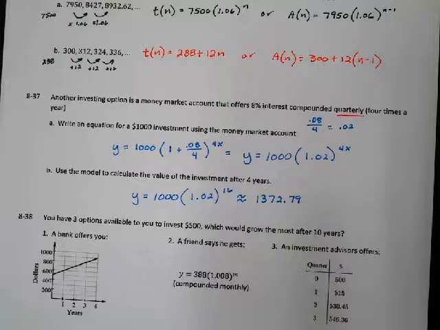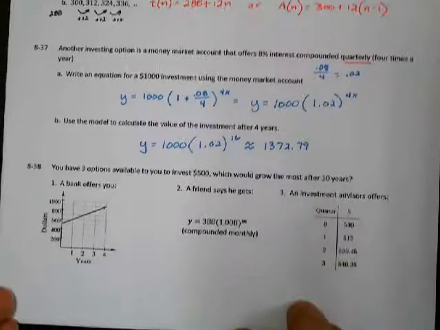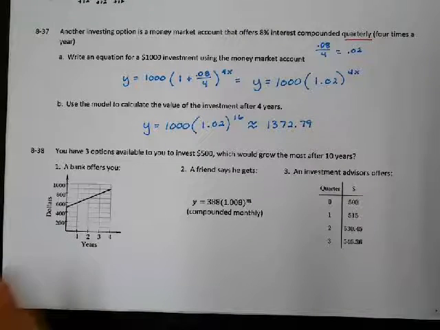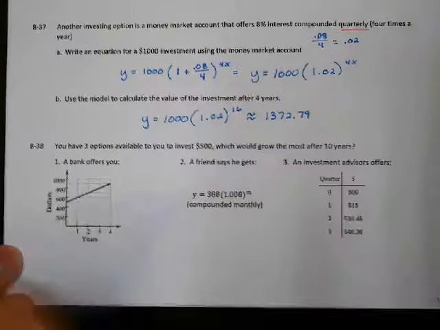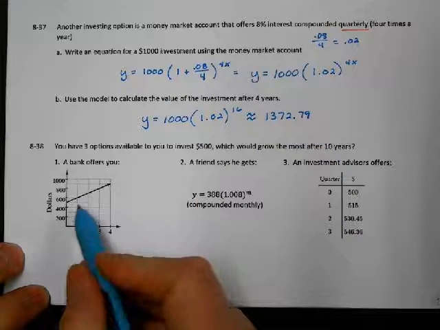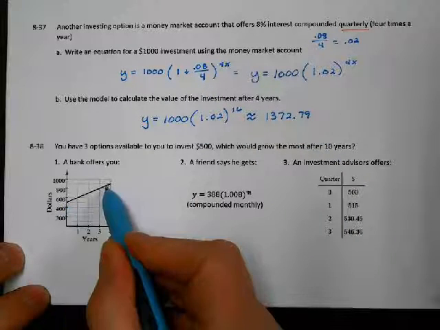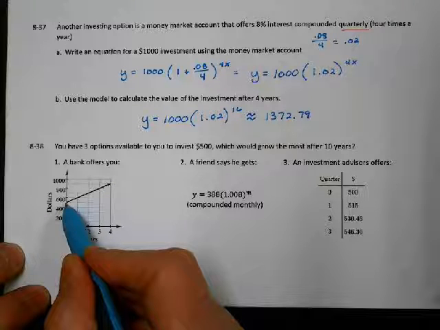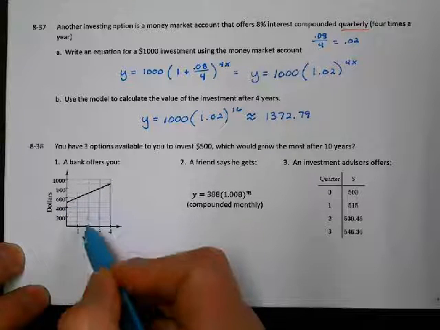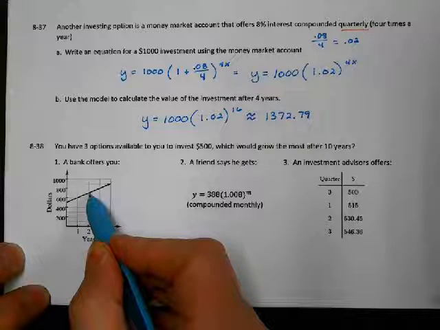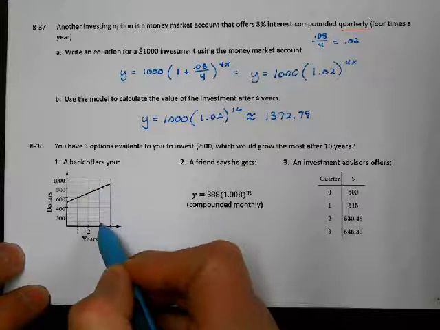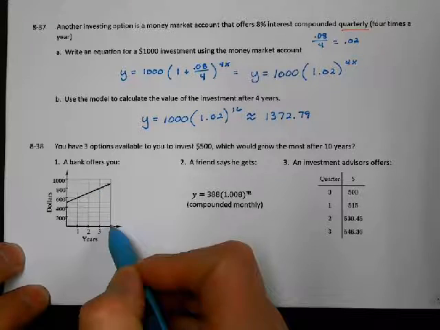All right, last one. You have 3 options available for you to invest $500. You want to find out which one is going to give you the most money after 10 years. So there's a bank, and there's this banker, and he says his bank is going to offer you a growth rate that looks like this. Here's your $500. After a year, it's $600. After 2 years, it is $700. After 3 years, it's $800. 4 years, it's $900. Okay, so it looks like they're adding $100 every year.